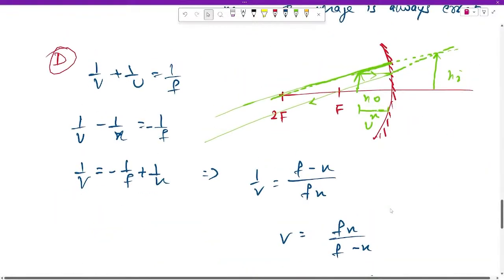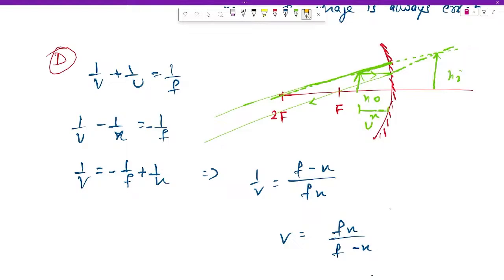Now let's focus on the last question. The last question said that the object placed between pole and the focus of the concave mirror produces a virtual and enlarged image. We have to prove that. So let's assume that the distance between the object and the pole of the mirror is x. Now using sign convention, we can write u as minus x, and I have substituted it in the mirror equation, 1 by v plus 1 by u equals 1 by f.